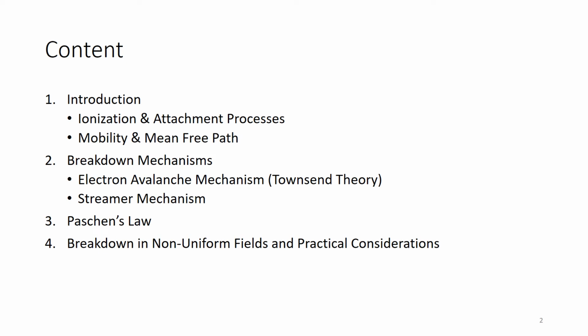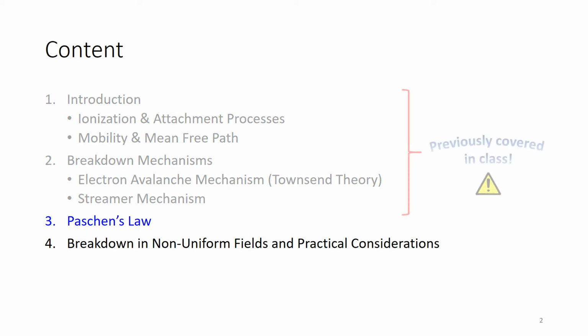Chapter 3a consists of 4 topics. Topic 1, introduction. Topic 2, breakdown mechanisms. Topic 3, Paschen law. Topic 4, breakdown in non-uniform fields and practical consideration. So for this lecture, we are going to look at Topic 3, which is Paschen law. Topic 1 and Topic 2 we have covered previously in class. So make sure you go back and do your own revision, and refer to your lecture notes.